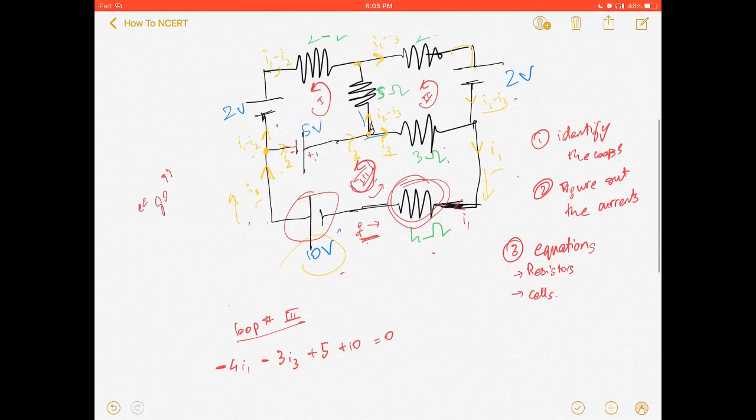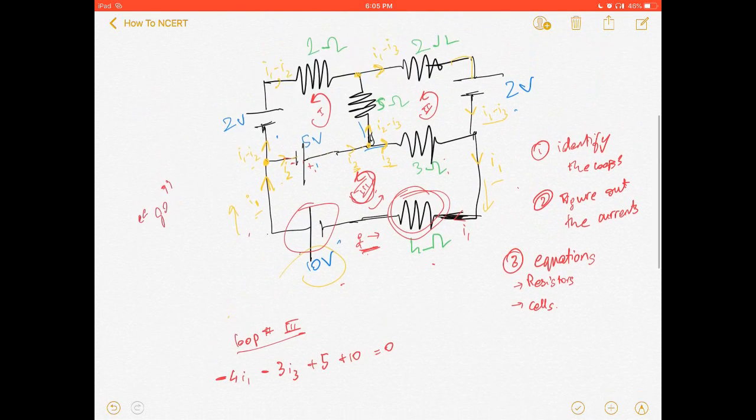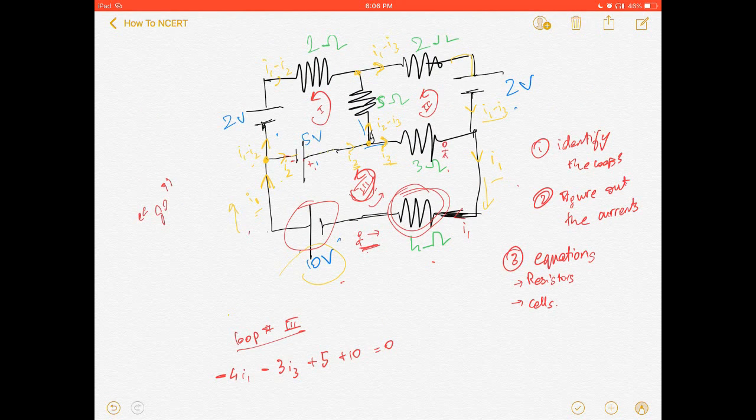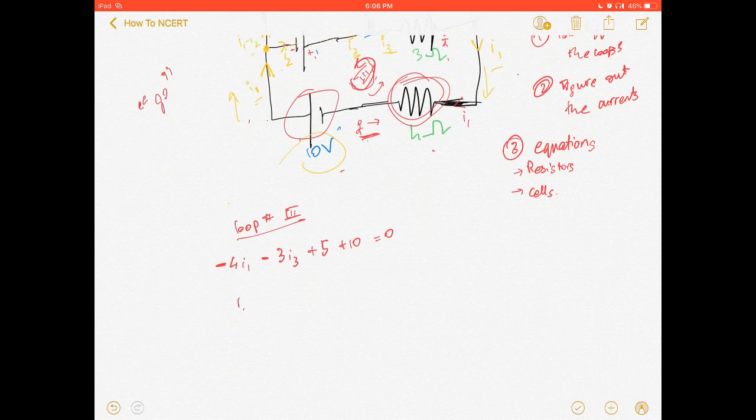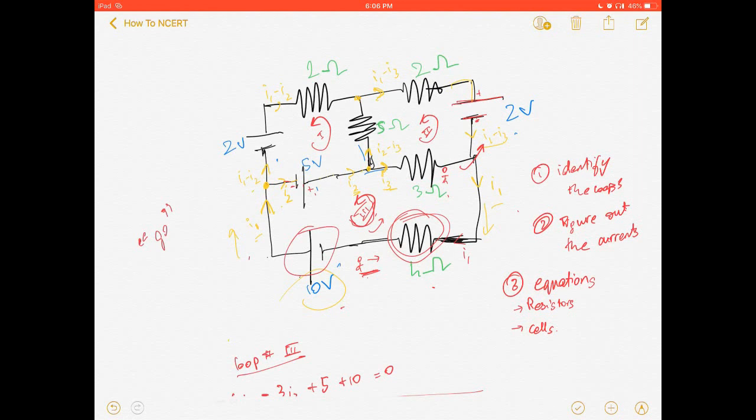Similarly, for loop number 2, say I start from here, for the screen's sake. I go that way and the first thing I see is a 2-volt cell. Here I've approached the negative end, and I'm going from the negative end to the positive end. So I'm going to have a negative 2 as part of my equation because my voltage is 2. And then I reach here, I come across a 2 ohm resistor.